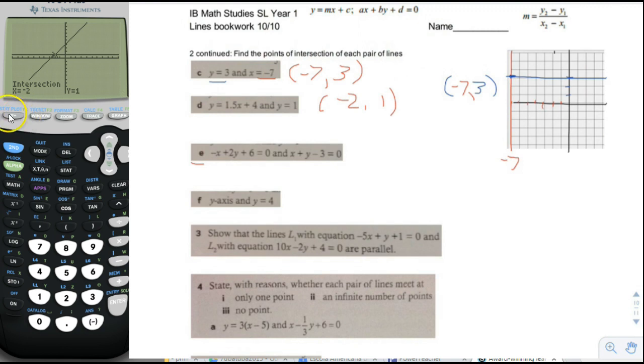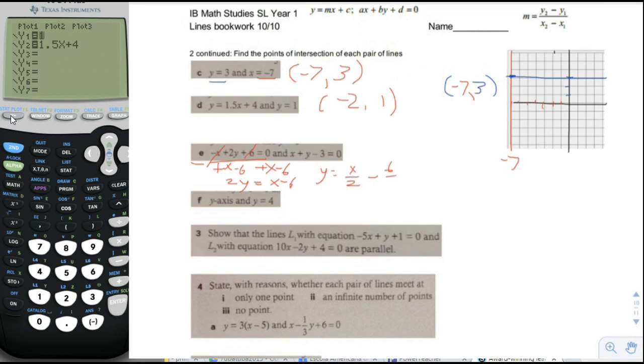E. So there's two lines here. But to put these in the calculator, we will need to solve for y on both. So let's see. For this one here, how about if we add x to both sides, and then we subtract 6 from both sides? So that'll get rid of those, and we'll have 2y equals x minus 6. And then we're going to divide both sides by 2. So we're going to get y equals x divided by 2 minus 6 divided by 2. 6 divided by 2, of course, is 3.